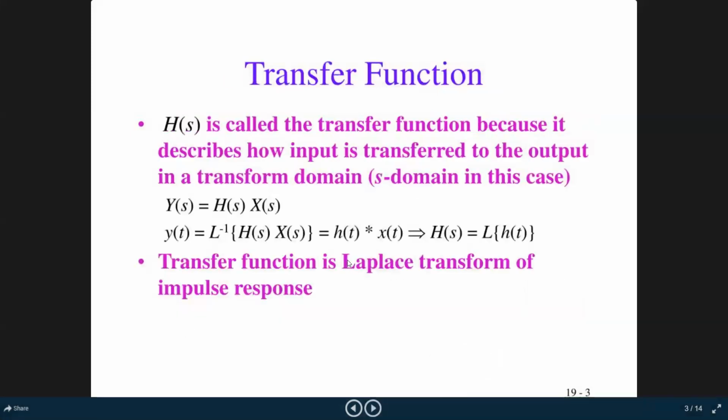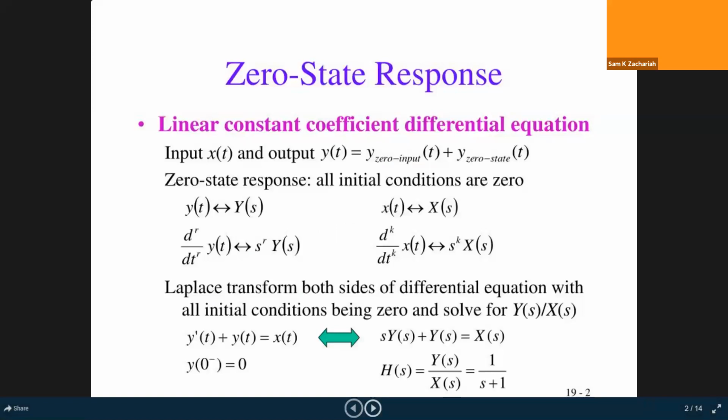In the previous slide, the second column which was written for x(t), the second line, the kth derivative of x has the equivalent form in Laplace s to the power k into X(s). I think this is true only under certain conditions. It may or may not be true for zero state response, right?